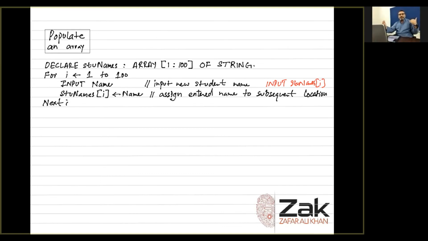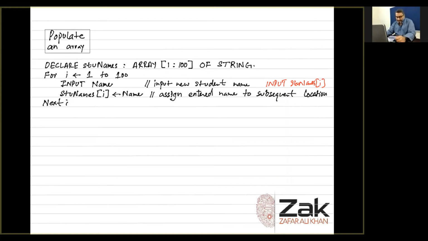from 1 to, let's say, 4, or in this particular example, from 1 to 100. We will run a for next loop, and we will take one input at a time and place that value in the subsequent element. So let's see what is actually happening.